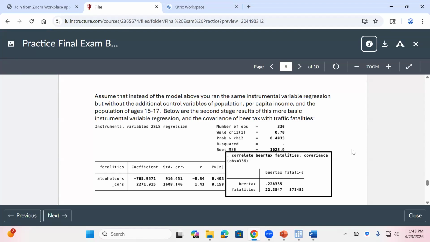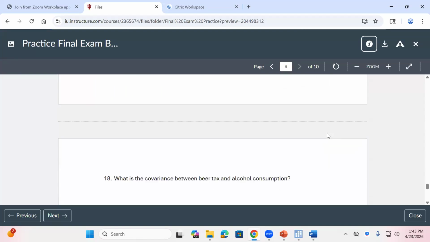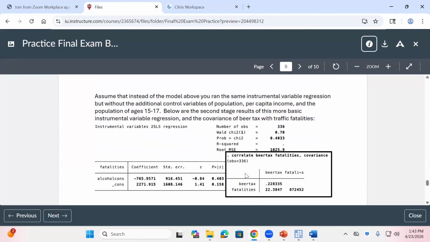I want you to tell me, second part of the question is down here. What is the covariance between beer tax and alcohol consumption? Okay. So I've got the same setup, but I was trying to predict traffic fatalities using alcohol consumption. We said I could do this 2-stage least squares, but what should be true is that the coefficient estimate I see if I run an instrumental variable approach should be the covariance of my y variable with z over the covariance of my x variable with z.